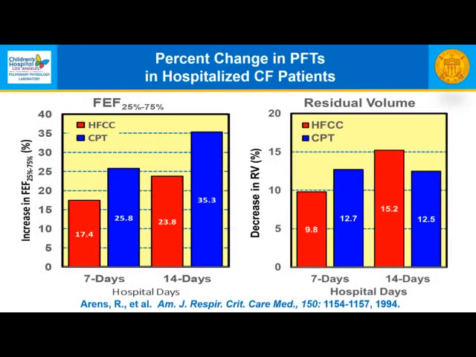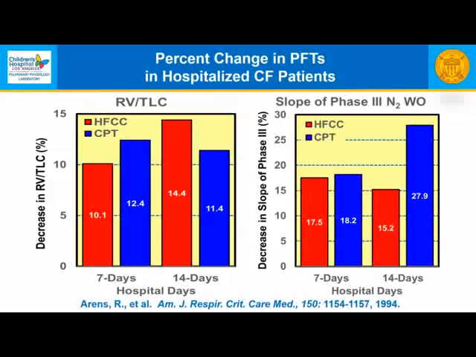FF25-75, again, not significantly different at 7 and 14 days. And decrease in residual volume, again, not significantly different. Decrease in RV/TLC, not significantly different between the vest and CPT, and decrease in slope of phase 3, which is a measure of distribution of ventilation, as you know, not significantly different at 7 and 14 days.